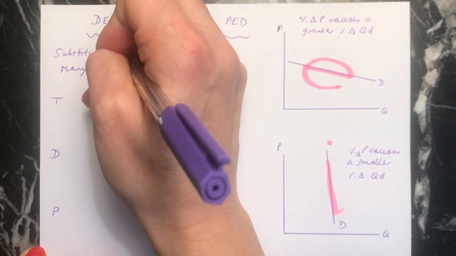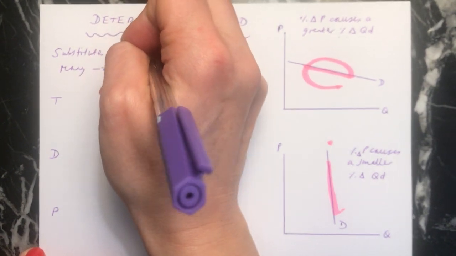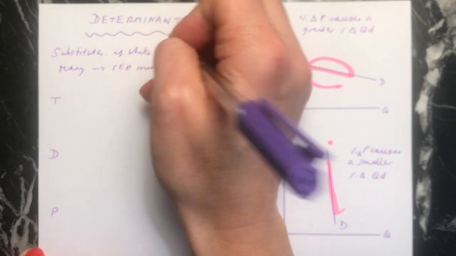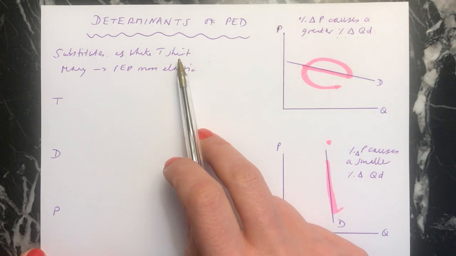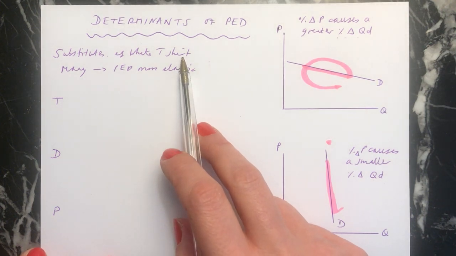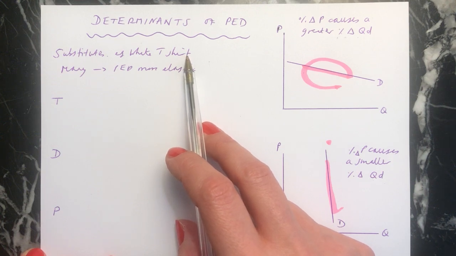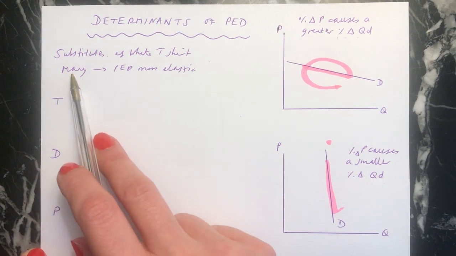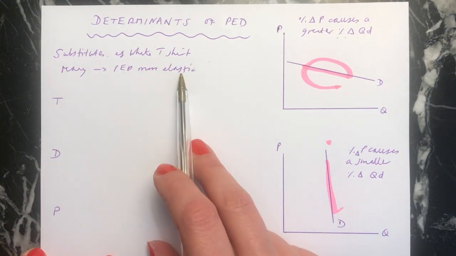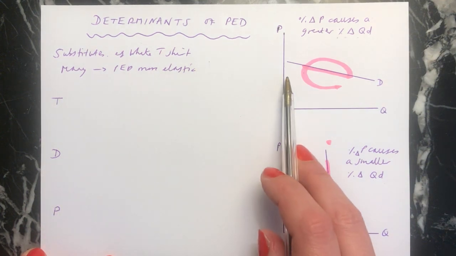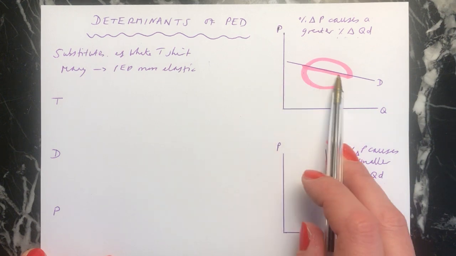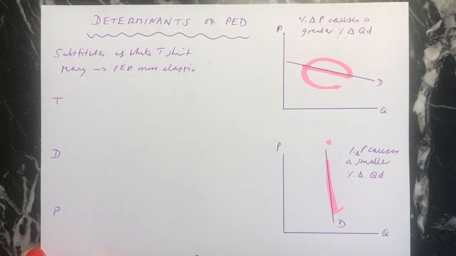So if you take an example, a white t-shirt in a shop. If a white t-shirt is for sale and the price of the t-shirt goes up, a lot of people will just go to another shop that sells white t-shirts because it's a very generic thing. And therefore, if there are many substitutes, it makes your PED more elastic because a percentage change in price will cause a greater percentage change in quantity demanded. A lot of people will move away from the product when the price goes up.